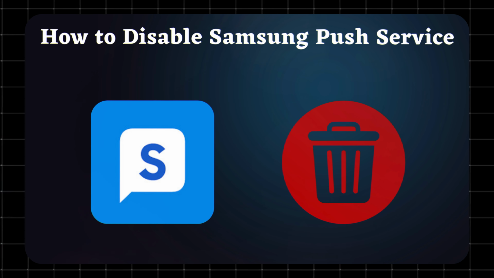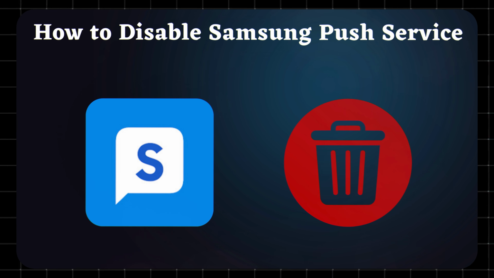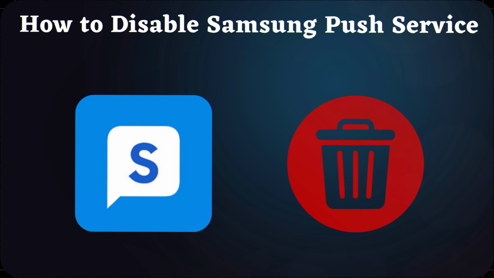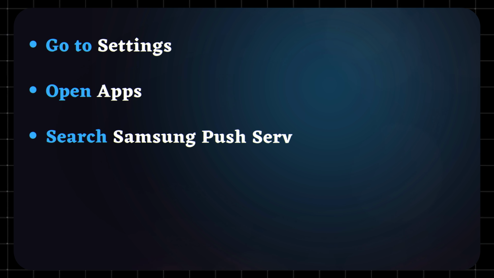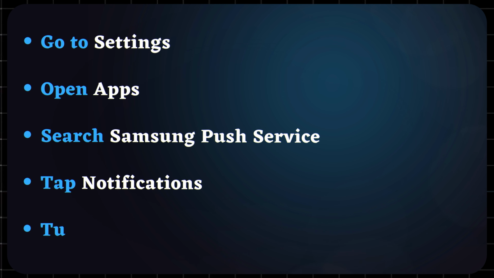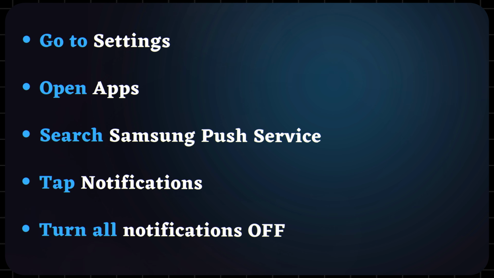How to disable Samsung Push Service? You usually cannot fully uninstall it, but you can disable everything important. Method 1. Turn off notifications. Go to Settings, open Apps, search Samsung Push Service, tap Notifications. Turn all notifications off. This stops alerts completely.